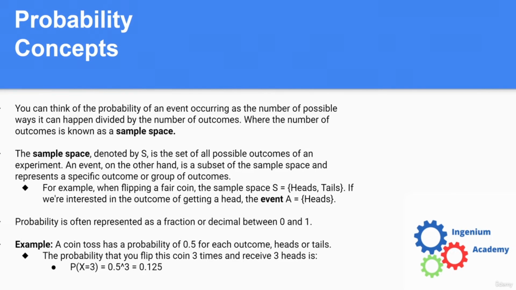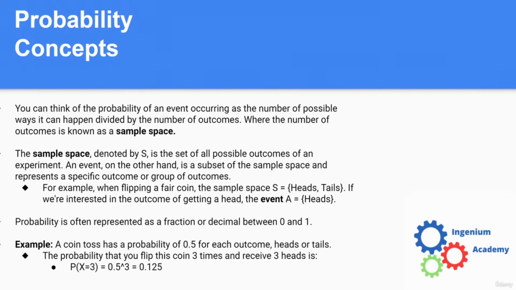And so we represent probabilities as fractions or decimals between 0 and 1, because a probability has to be between 0 and 1, inclusive of 0 and 1. And so, for example, when we talk about flipping a fair coin, we know that a fair coin has probability 0.5 or 1/2 of being heads, or 0.5 or 1/2 of being tails. So the probability that you flip this coin 3 times, and on each given time you flip it you receive heads every single time, is going to be the probability of getting heads on one flip raised to the third, which is going to be 0.125.